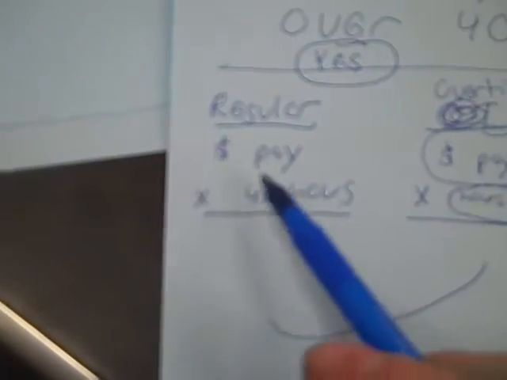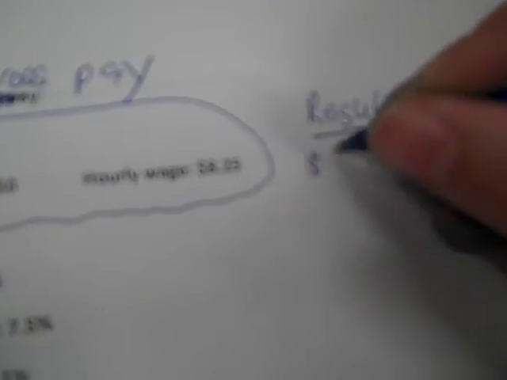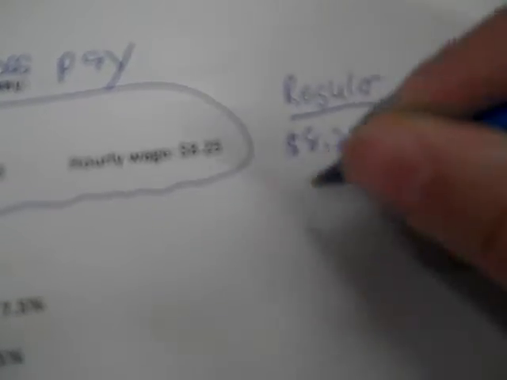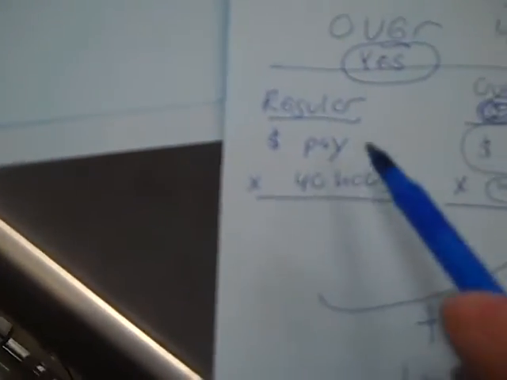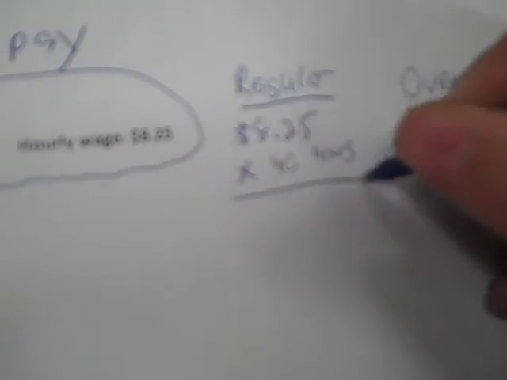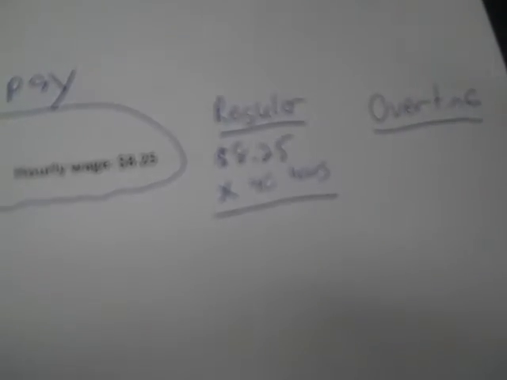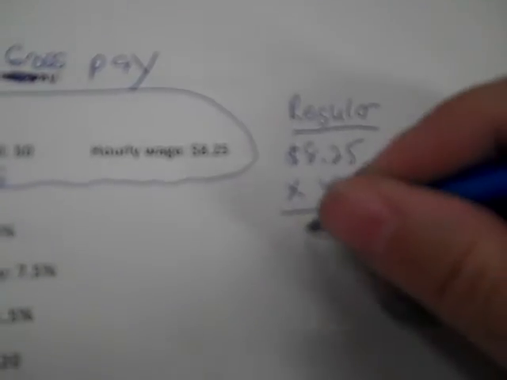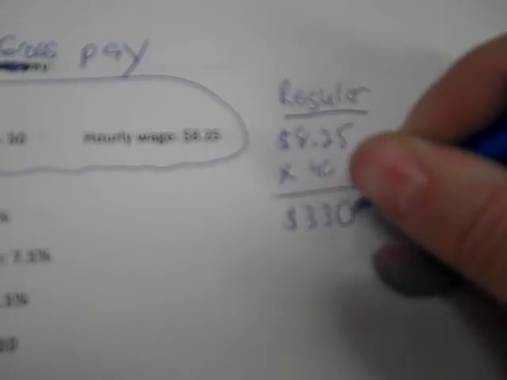Here's how you find regular. It's very easy. It's your dollar pay. So the hour, that's $8.25 times, and you're always going to times that by 40 hours because that's your regular pay. So 40 hours. So 8.25 times 40 is 330. So that's $330.